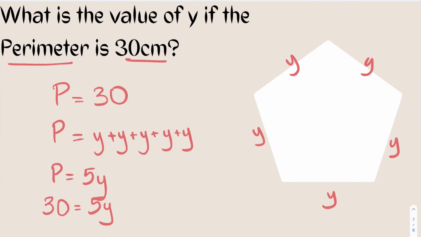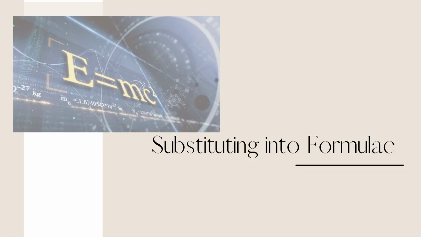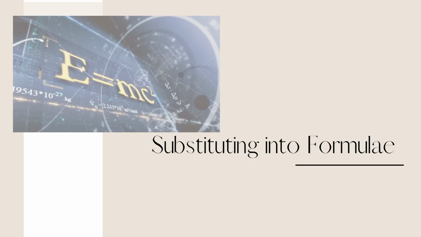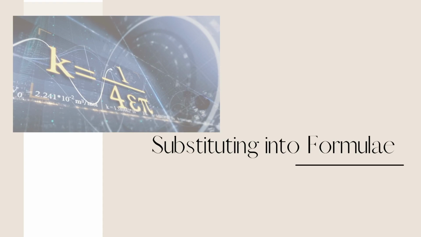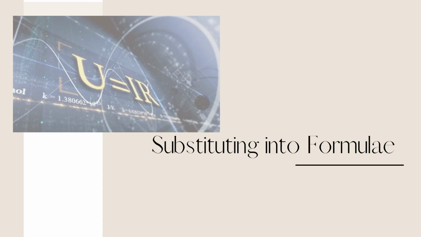Now you can just think to yourself, okay, 5 times something has to give me 30, or you can rearrange this equation. So how many 5s go into 30? I know it has to be 6. So each of the sides is 6 centimeters. So this is how you can substitute values into a formula or into an expression to find the final answer.